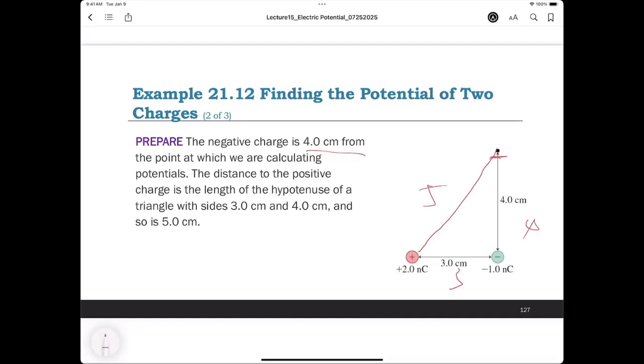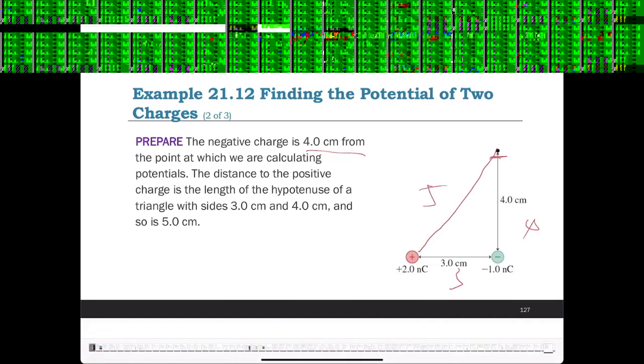So the negative charge is 4 centimeter from the point at which we are calculating potentials. The distance to the positive is the length of the hypotenuse of the triangle with 3, 4. So which means here is 5. Does it make sense to you? It's just basic triangle information.